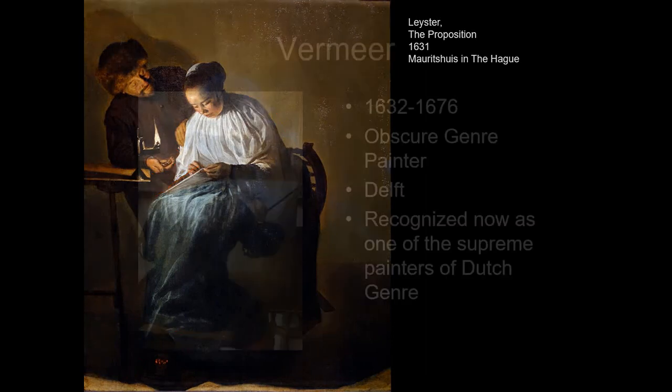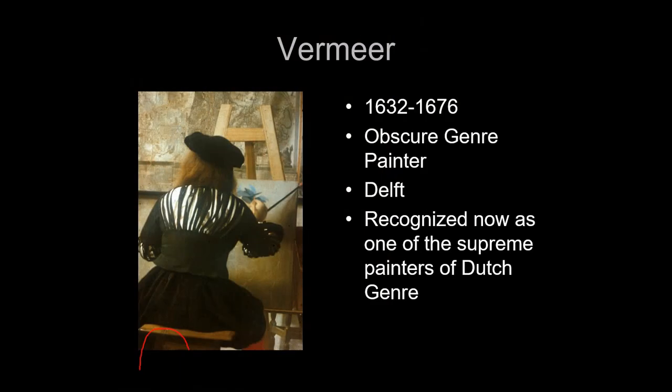So that finally gets us to Jan Vermeer. Jan Vermeer, for us, is probably one of the most famous of all the Dutch genre painters. But he actually was an obscure genre painter at the time. In fact, many of these painters painted hundreds of paintings. I think there's only 32 confirmed Jan Vermeer paintings, and a handful of others that may or may not be.